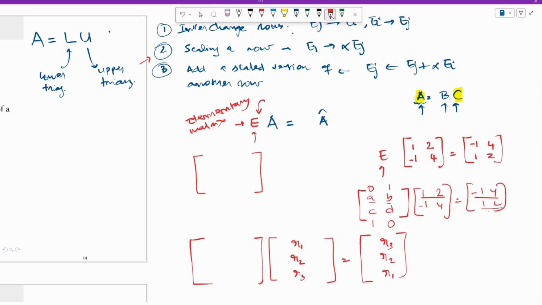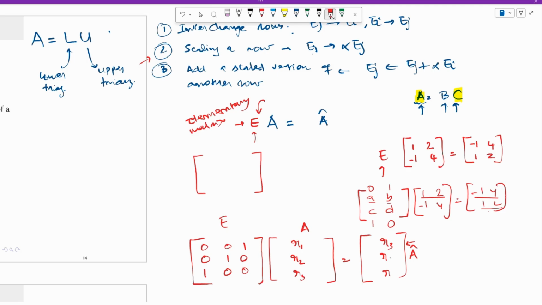Let's go row by row. The first row of, I'm going to call this A cap, this is A, of A cap is determined by the rows of A, and the exact linear combination comes from the first row of E. Now tell me what will be the elements of the first row based on this. Okay, now once you see that, then it's fairly straightforward.